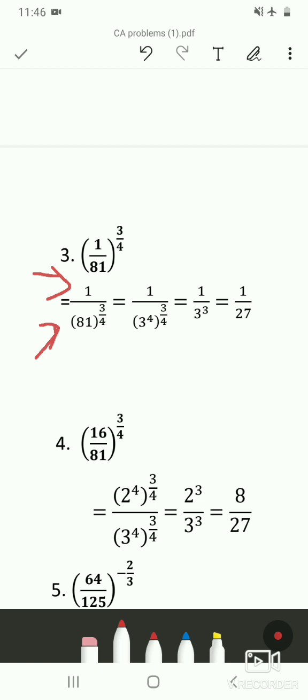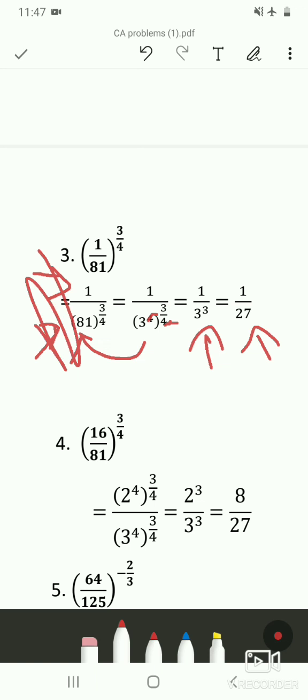And then we know that 3 power 4 is nothing but 81. Then again here we have used the third law, that is a power m whole power n can be written as a power m into n. So then this 4 and this 4 gets cancelled. So you are left with 3 cube. So the answer is 1 upon 27.